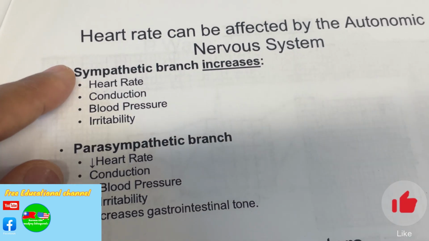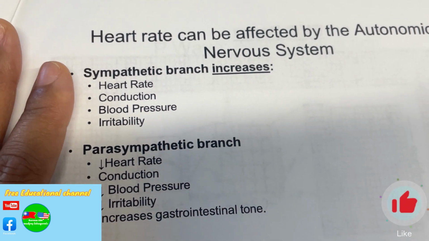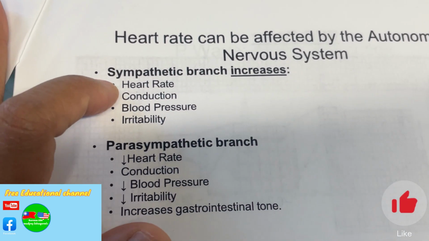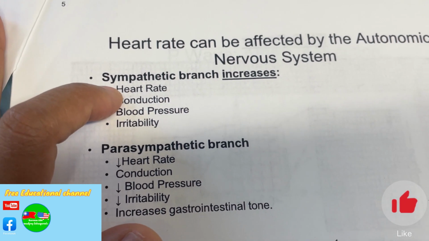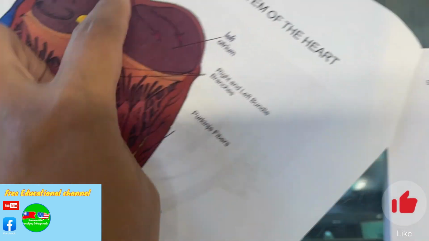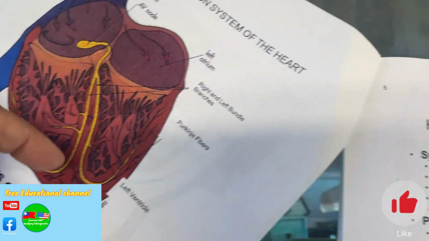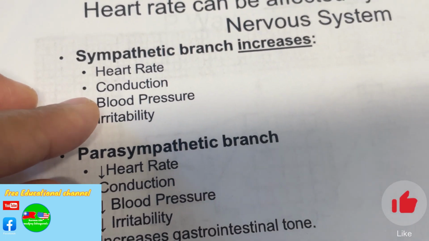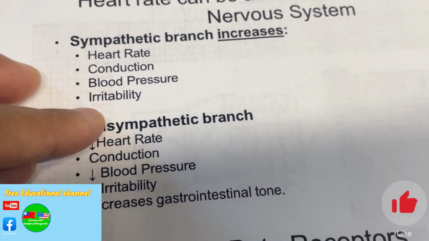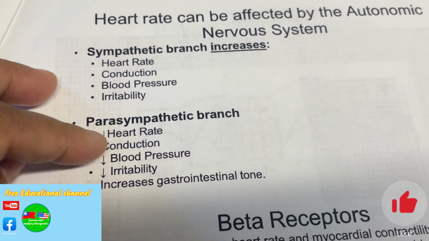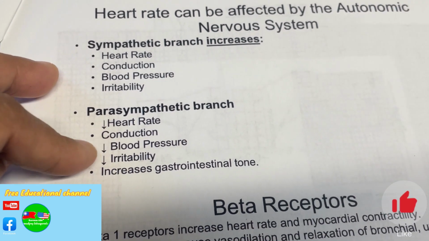So in the sympathetic branch, when we have that sympathetic nervous system light up in fight or flight situations, your heart rate is going to be fast, and the conduction, which is the electrical activity, is going to flow through faster than normal, and the blood pressure is going to be high and irritability is going to be high. When the parasympathetic nervous system is active, your heart rate is going to be low.